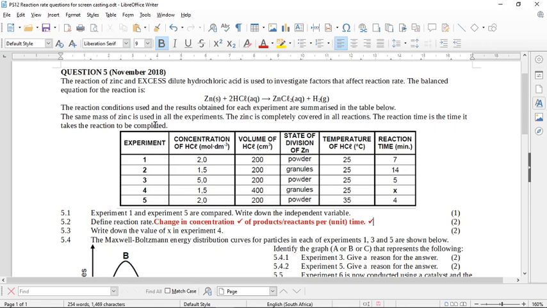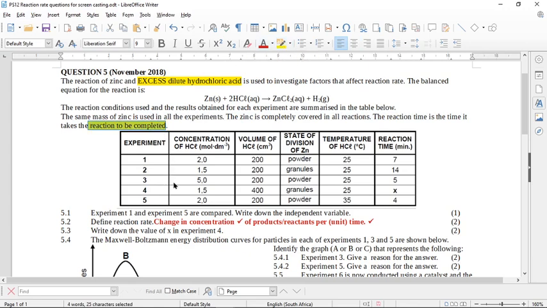The same mass of zinc is used in all the experiments. The zinc is completely covered in all the reactions. The reaction time is the time it takes the reaction to be completed. Now, before we look at the table here, I want you to have a look at this. Excess dilute hydrochloric acid. This means that zinc is the limiting reagent and the reaction has gone to completion, okay?